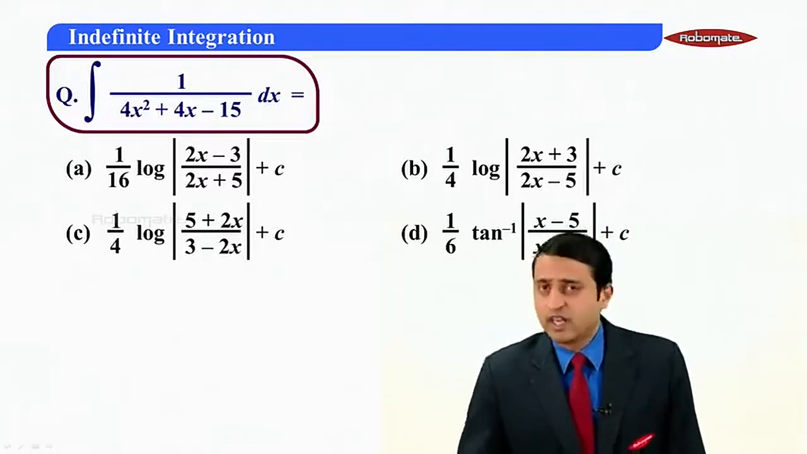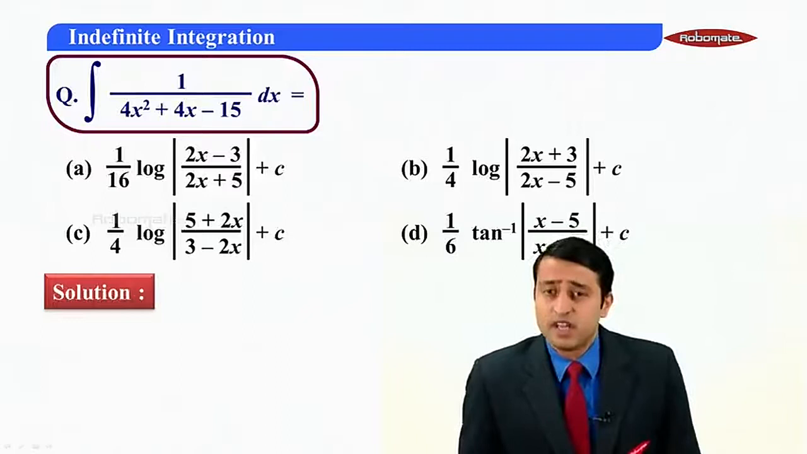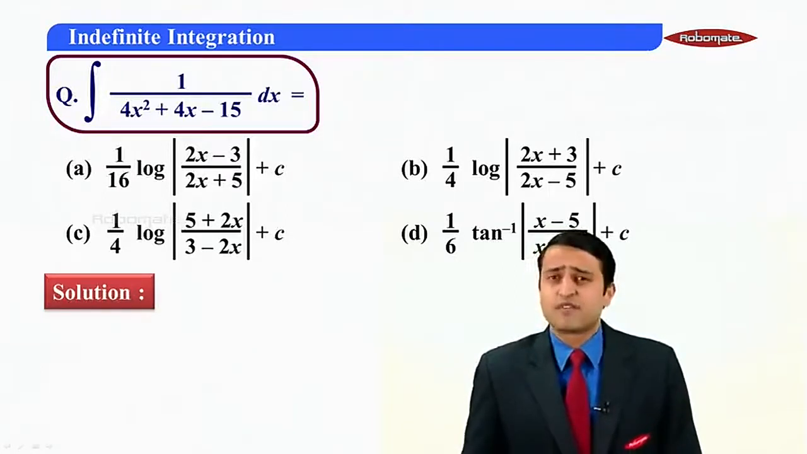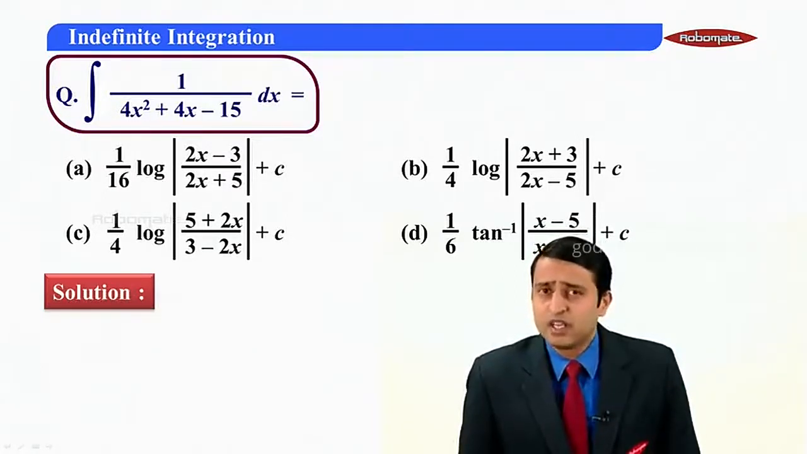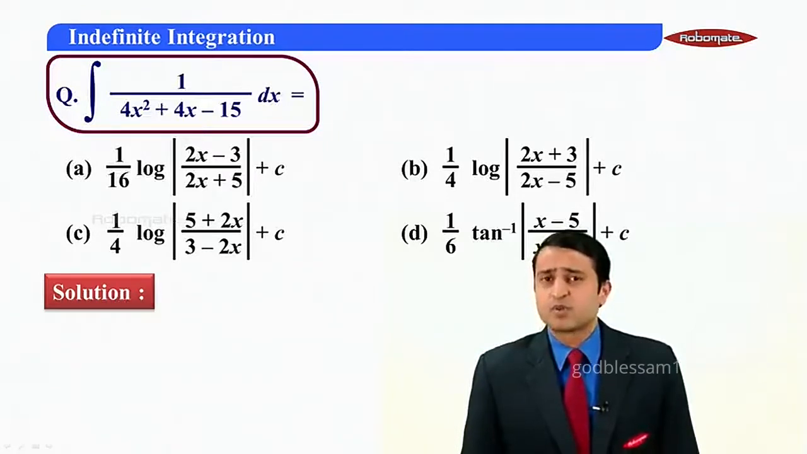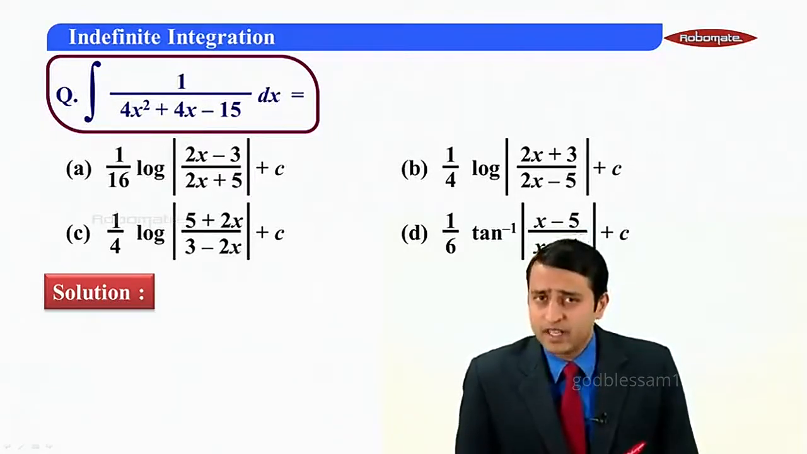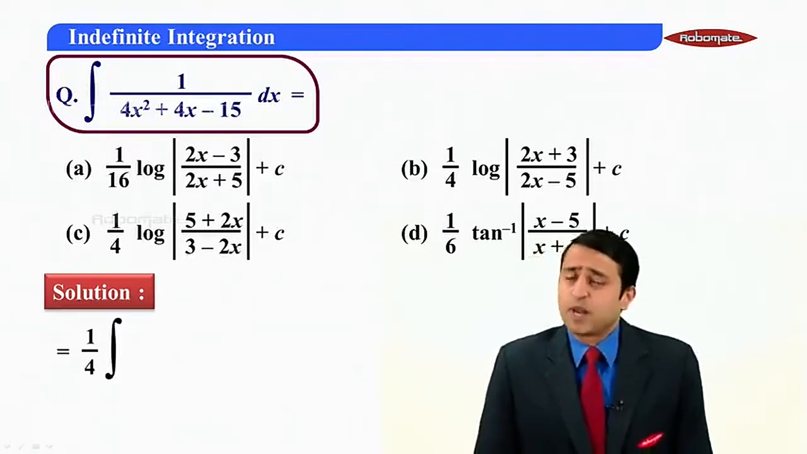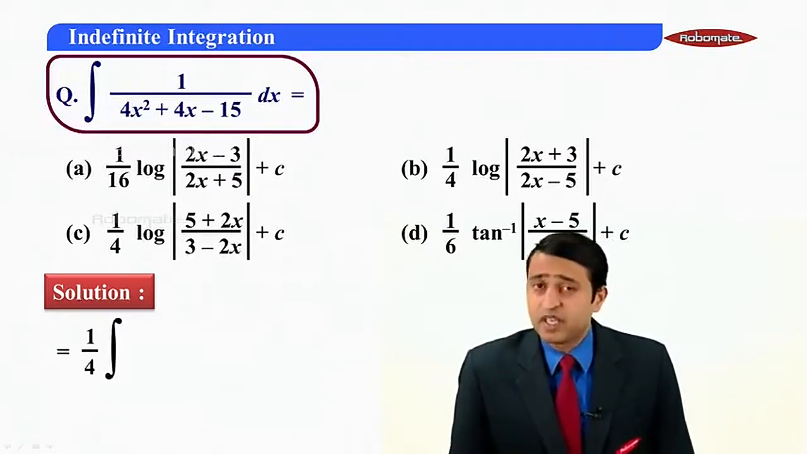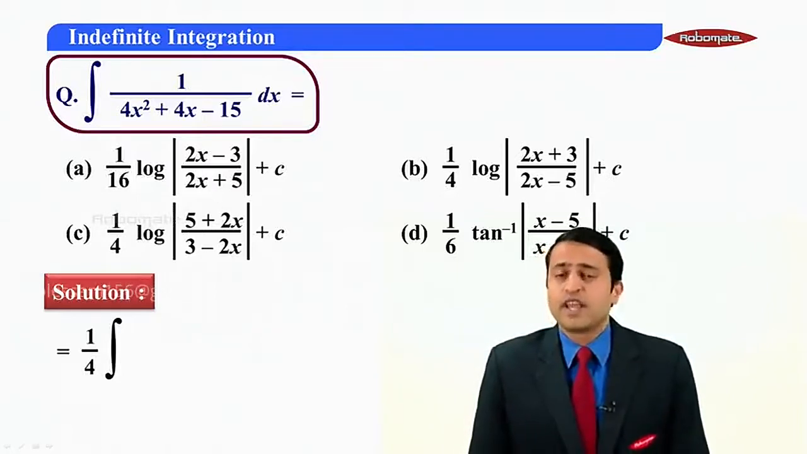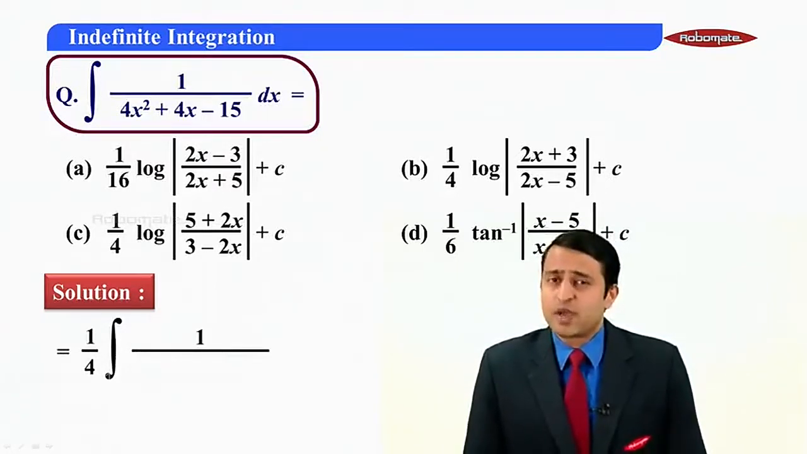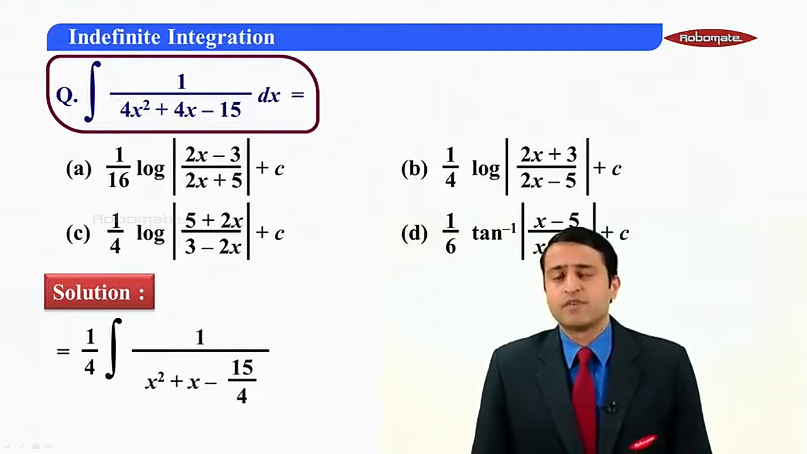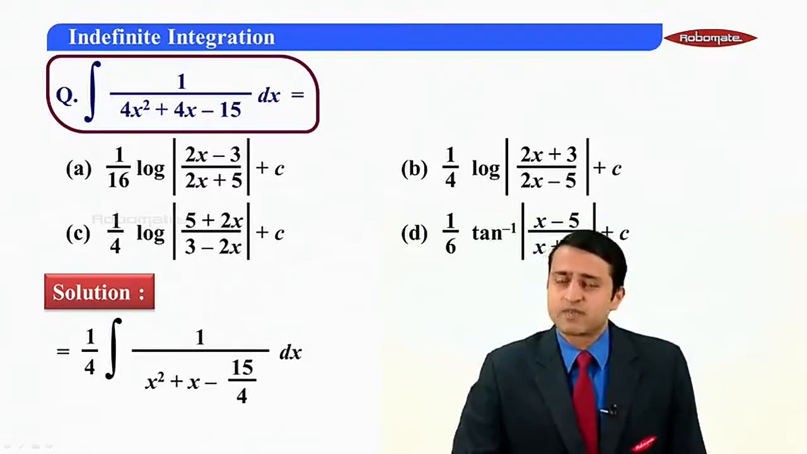And how do we do that? Let us see the very first step here. This integral is of the type 1 upon quadratic. So I am supposed to do the first step, that is, make the coefficient of x square as 1. So can I put 1 by 4 outside? That is, I am taking a 4 common. What we will get is 1 upon x square plus x minus 15 by 4, and obviously dx will be there.